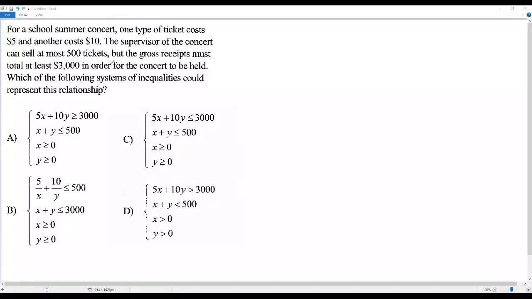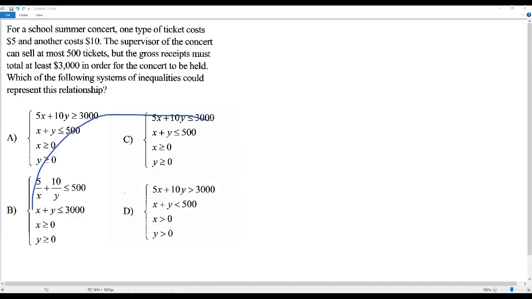We have an SAT math question. Okay, let's go with the information. For a school summer concert, one type of ticket costs $5 and another costs $10. The supervisor of the concert can sell at most 500 tickets, but the gross receipts must total at least $3,000 in order for the concert to be held. Which of the following systems of inequalities could represent this relationship?